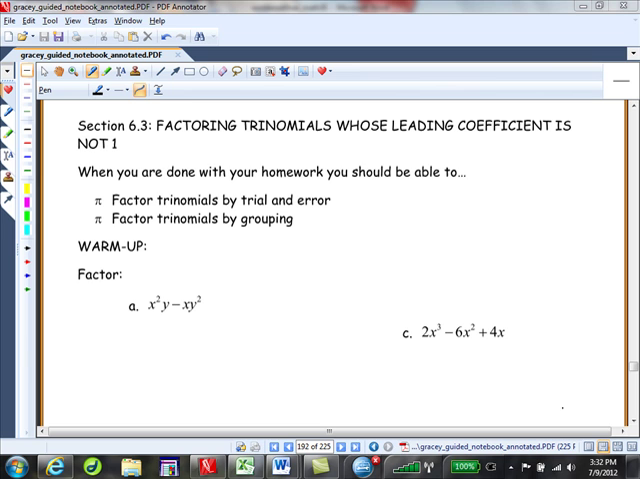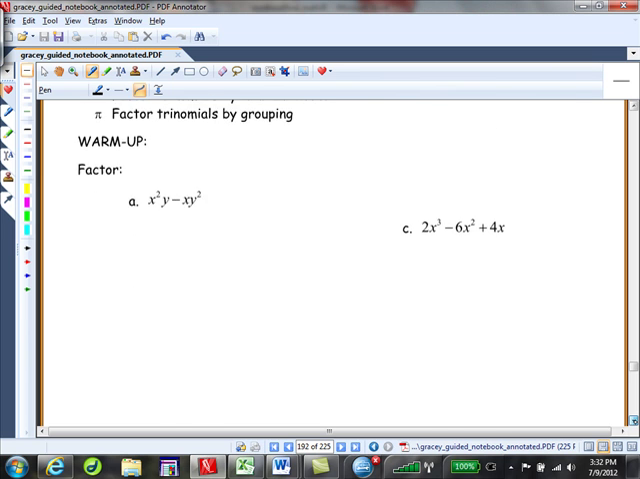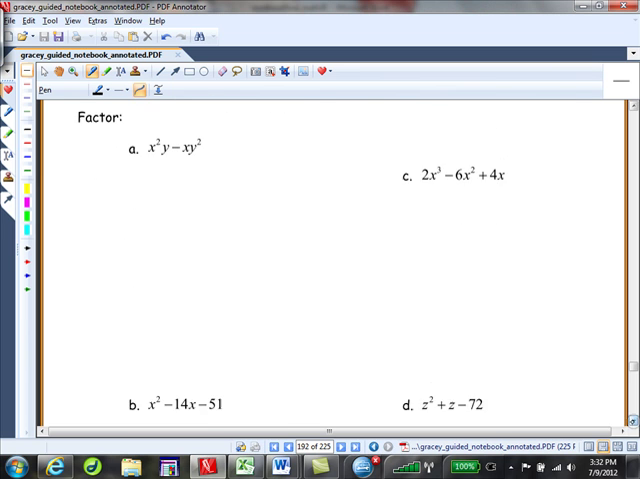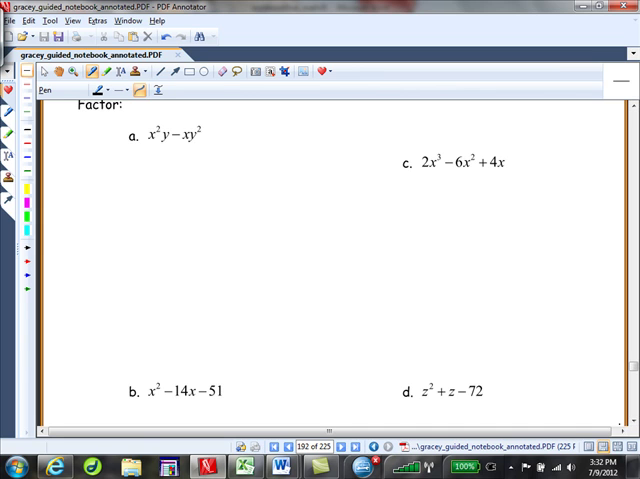So let's warm up by factoring these problems here. Actually, I need to get you to do the work. So pause the movie and warm up by factoring these 4 items. On your mark, get set, go! All right, let's see how you did.